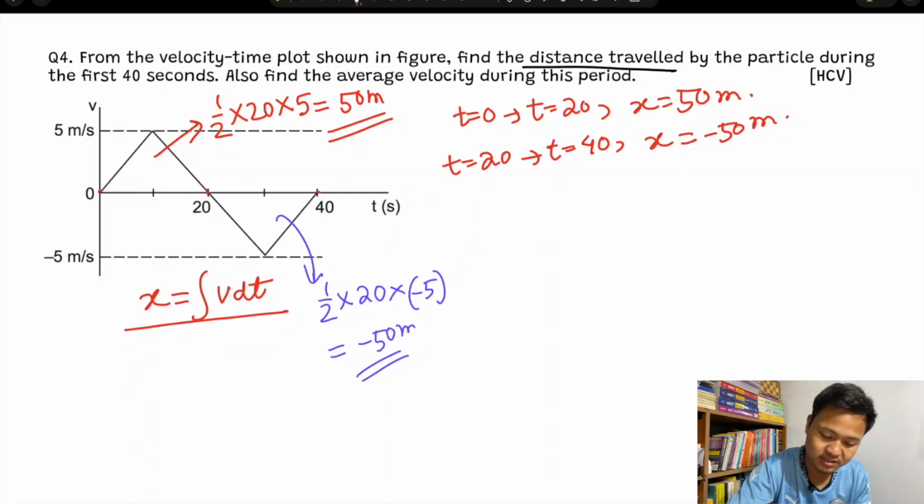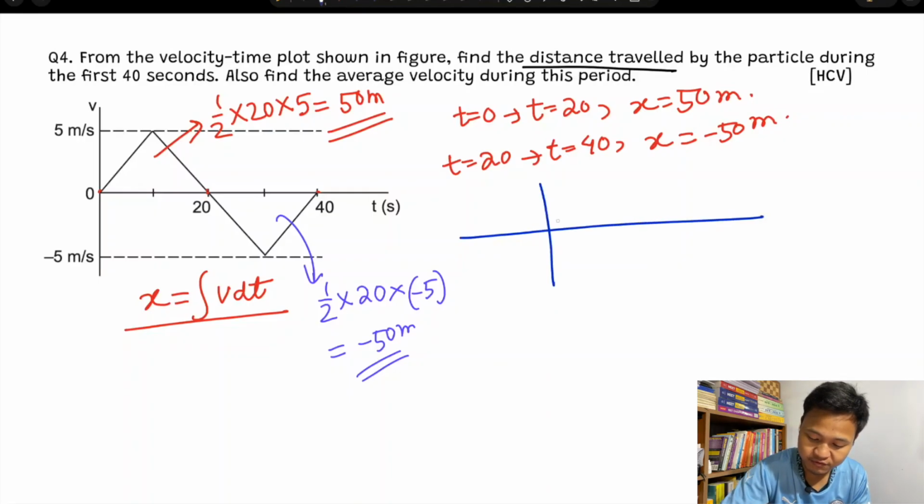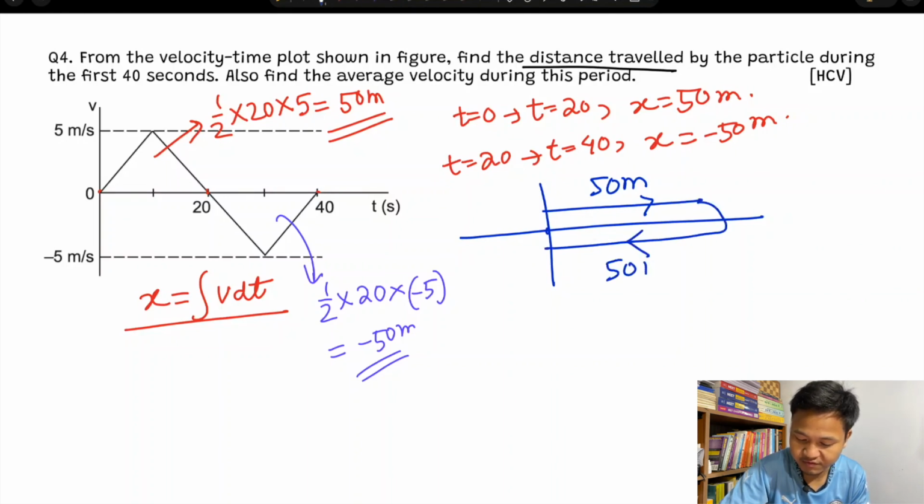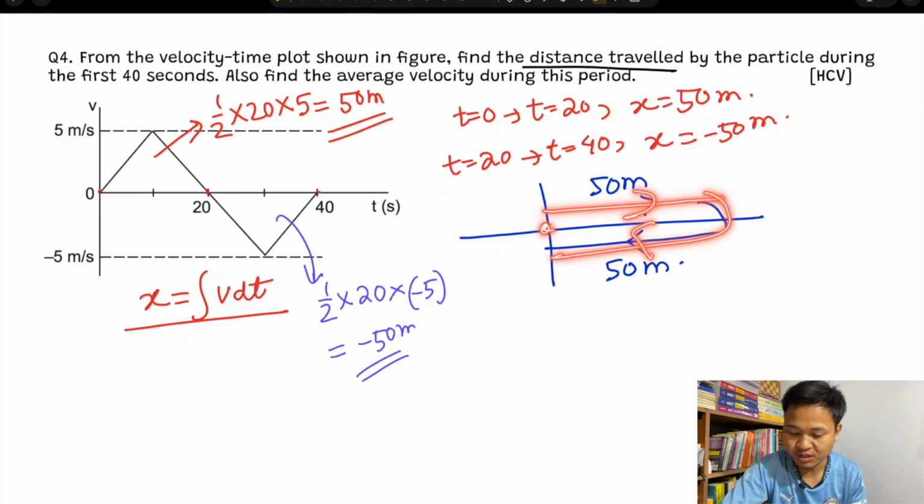So here it means that if I go from the origin, I will cover 50 meter, and then after 20 seconds I come back and cover 50 meter. So this is what it means. Displacement is only that. If I start from one point, go 50 meter, and come back 50 meter, therefore displacement is 0.